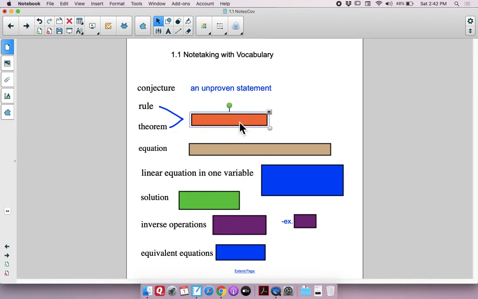A rule, or in this case, a theorem, can almost be used interchangeably, kind of, sort of. When you get to geometry or honors geometry, you'll understand what the difference is. But basically, it's a proven statement. So it's something that's proven.